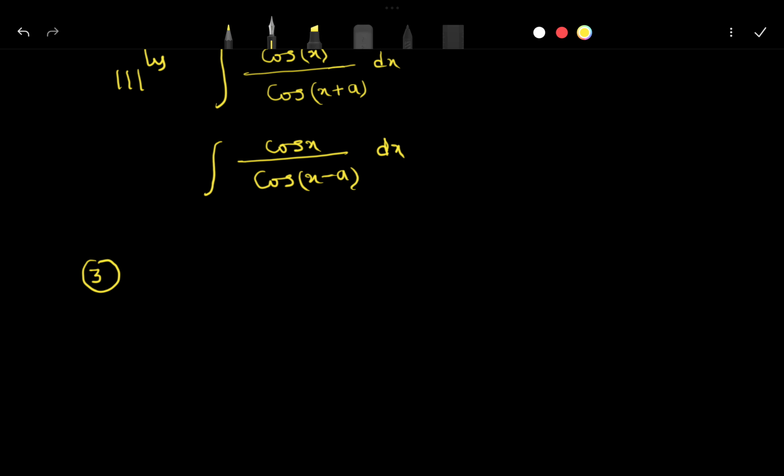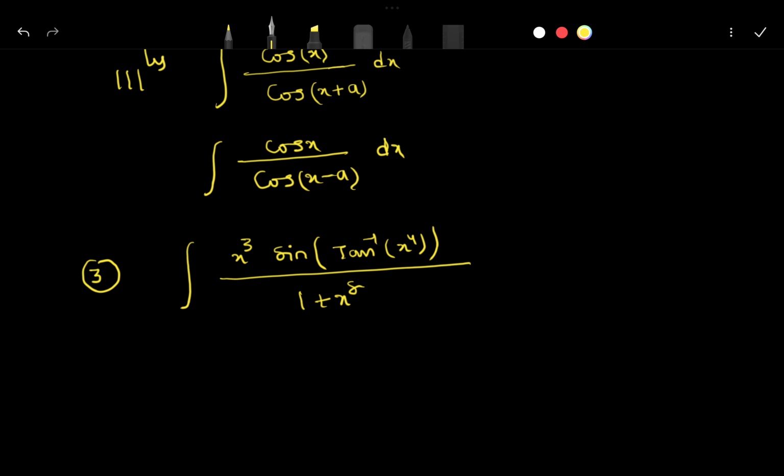See here, this problem you can do that. The integration of x cube into sine of tan inverse of x to the power of 4, whole, divided by 1 plus x to the power of 8, into dx.